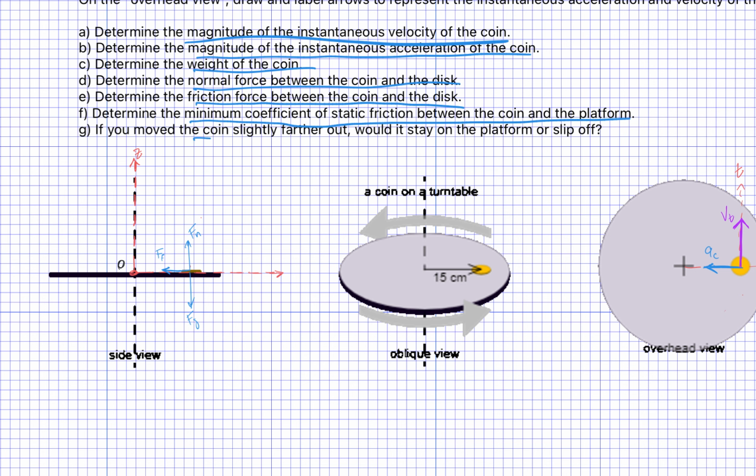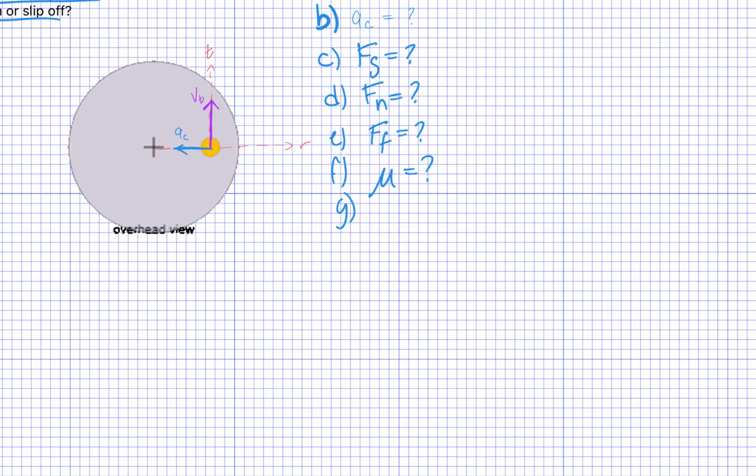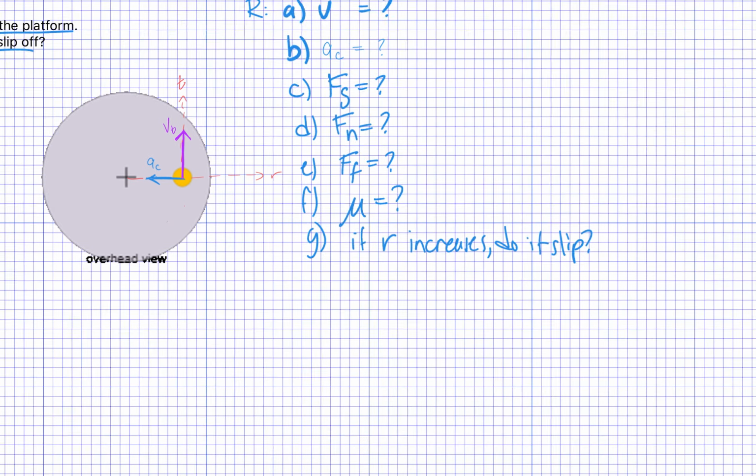Okay, and then G, and this is more of a conceptual problem. If you move the coin slightly farther out, would it stay on the platform or slip off? So I'll say if R increases, does it slip? I'll just write slip question mark. Okay, cool. So let's start powering through these one at a time.